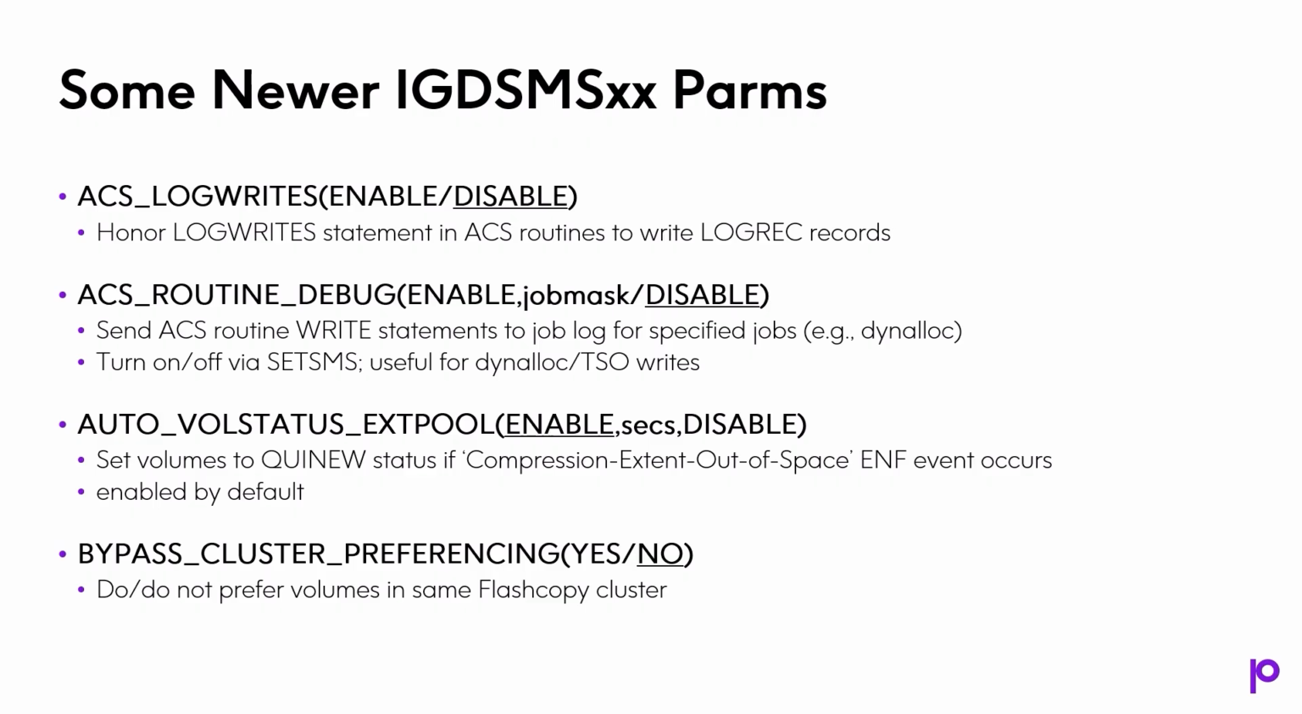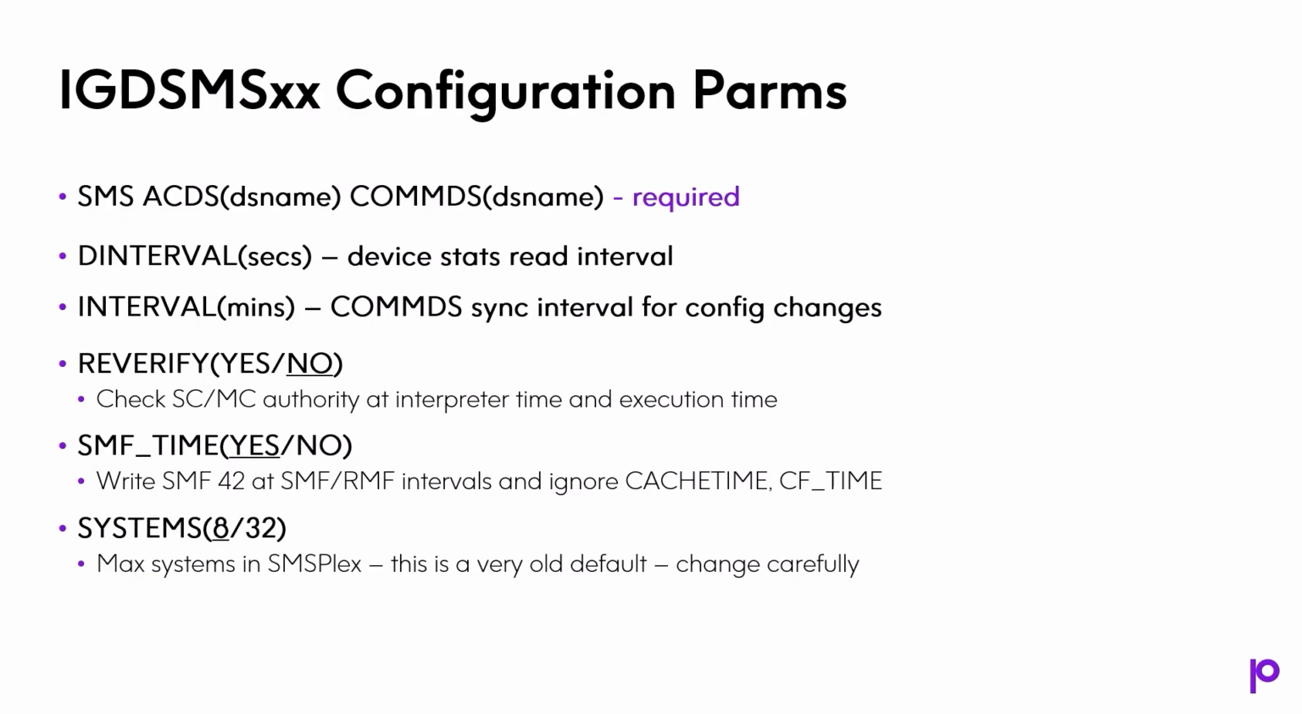One that works a little bit backwards from what one might expect is bypass cluster preferencing, and the default is don't bypass cluster preferencing. That is, do prefer, if I'm allocating data sets, to get volumes in the same flash copy cluster. If you never use flash copy or are running into problems with flash copy, you might want to bypass cluster preferencing, turn it on to yes, but normally there's no reason to fool with it unless you're having some sort of flash copy issue.